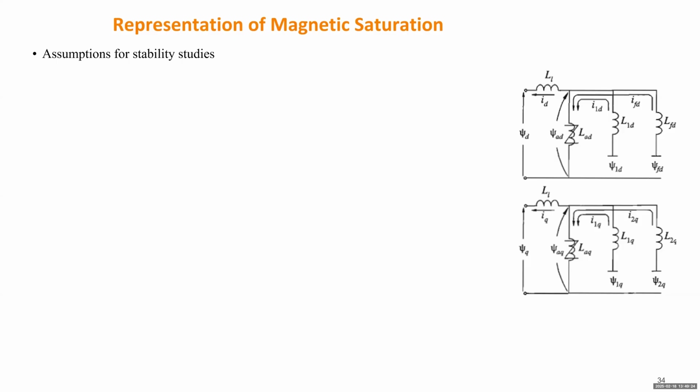Okay, so which means the two equivalent circuits still have the good structure, but we need to assume those two inductances, LED, LEQ, will be changing with the field current, will be a function of the field current. So how do we model the magnetic saturation?